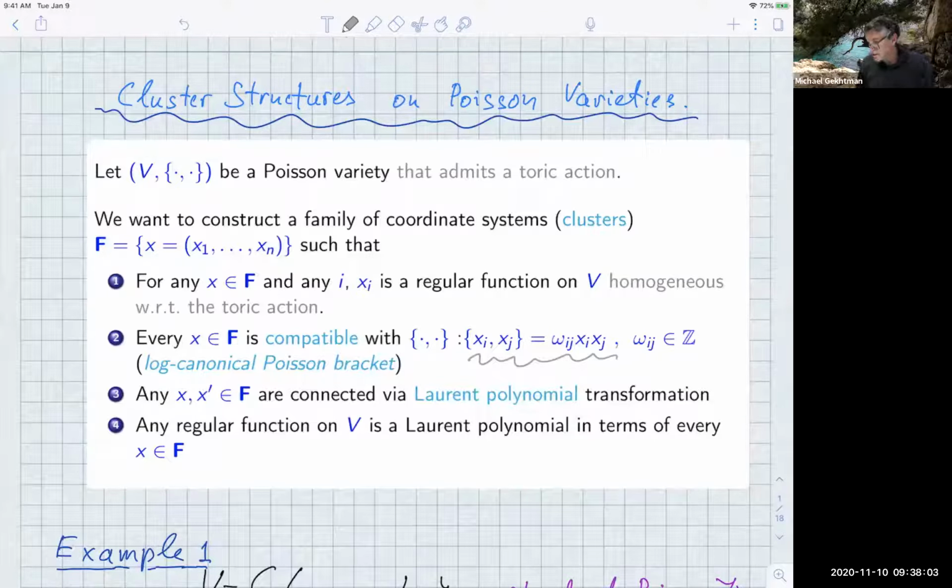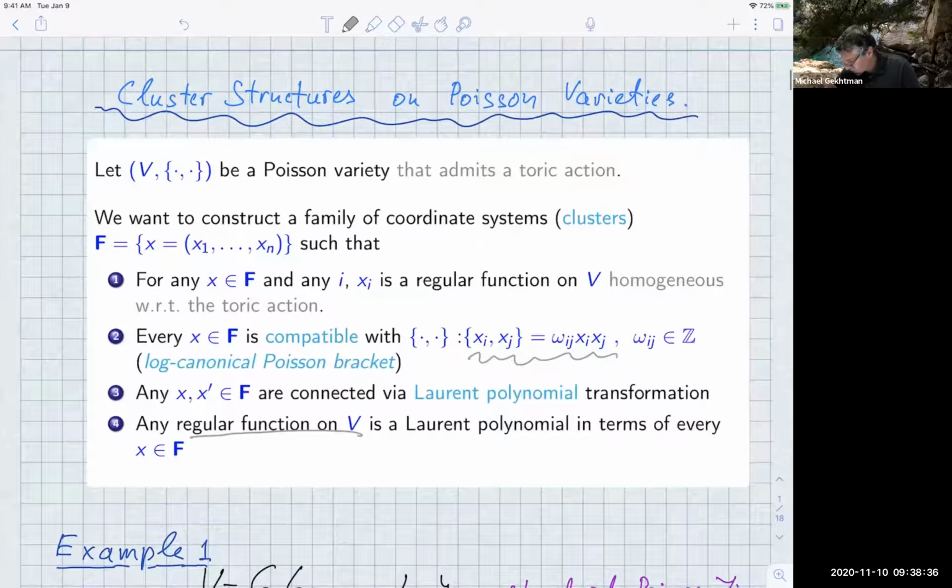Also, we want any two of these charts to be connected via a Laurent polynomial transformation, meaning that the transformation and its inverse are both Laurent polynomial. And finally, we want any regular function on our variety to be recoverable as a Laurent polynomial in terms of every one of these coordinate charts. So this is what we're looking for. Later on, I'll restate all of that as saying that we have a cluster structure on our Poisson variety.